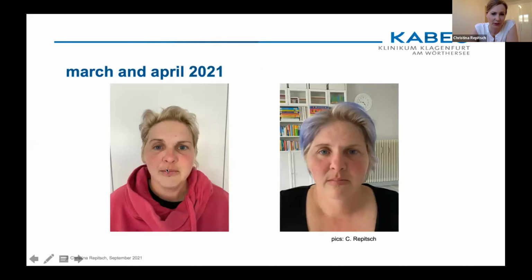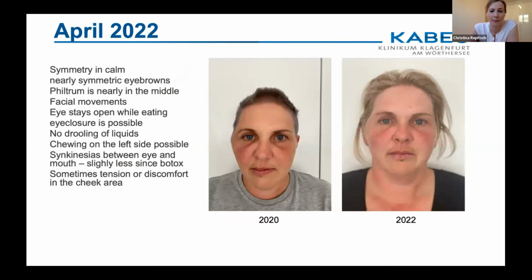She has a shifted philtrum to the right side, and the corner of the mouth is drooping. After one month, in April 2021, after doing her exercises and focusing on the exercises again, she became more symmetric. And these are pictures from the accident in 2020.